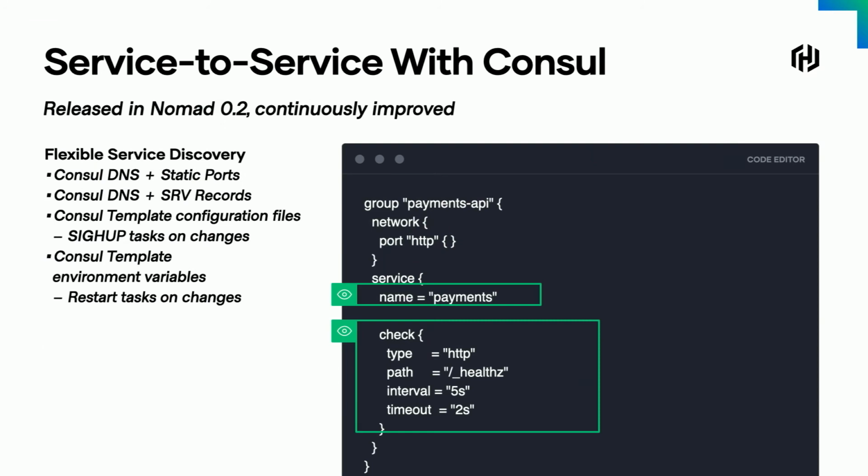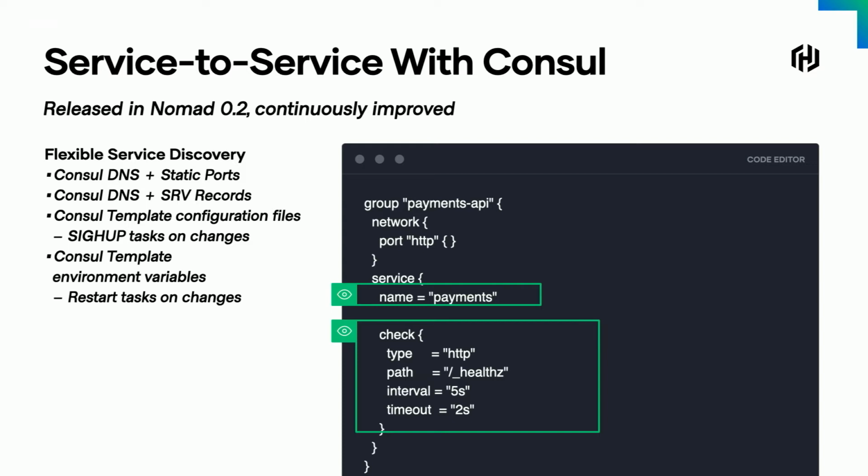So that talks about how communication between tasks happens. But what I think more people are interested in is the actual service-to-service communication. And Nomad has had support, since Nomad 0.2, for registering services with Consul. Consul gives you a lot of flexibility in terms of how you do service discovery. Consul exposes a DNS interface, so your infrastructure could be integrated with that, either using well-known ports or SRV records.